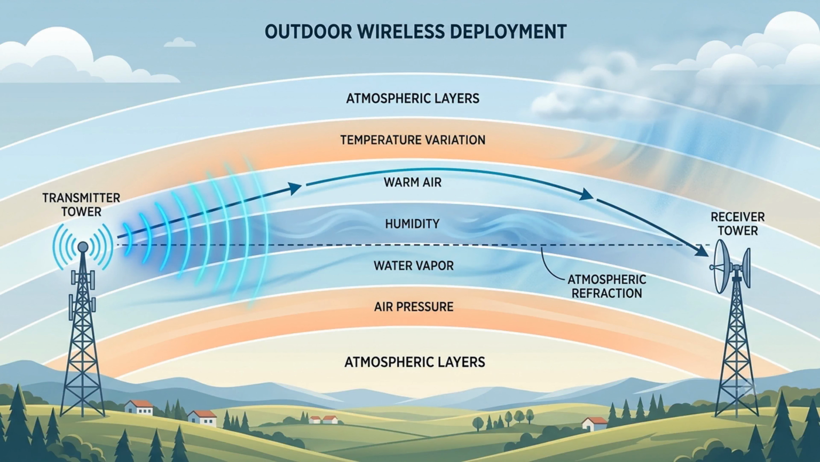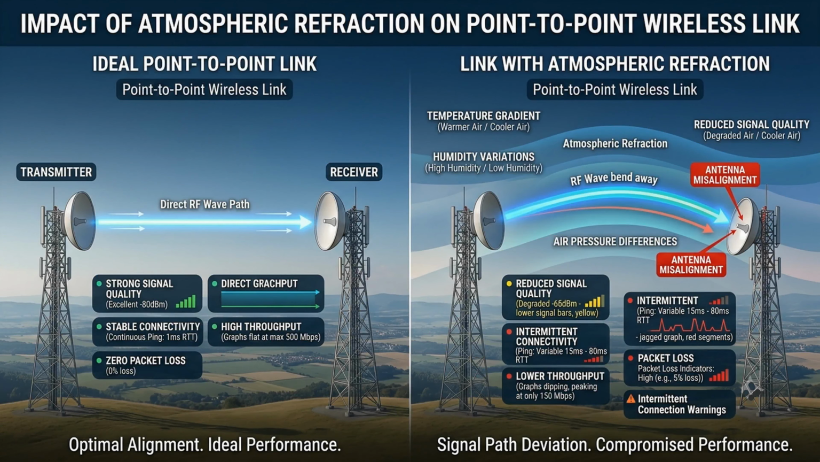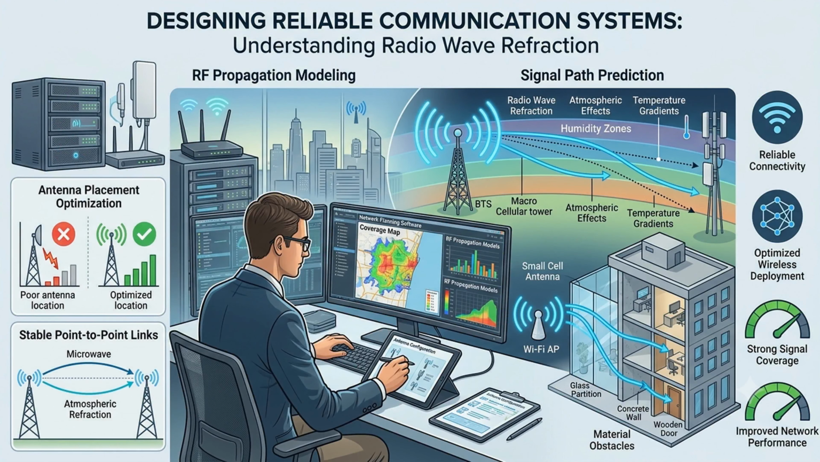Refraction is not limited to physical objects. Environmental conditions such as temperature changes, humidity, water vapor, and air pressure can also alter the path of radio waves. These atmospheric effects become particularly important in outdoor wireless deployments. For example, in point-to-point wireless links, even a slight change in the signal's path due to refraction can cause antenna misalignment, resulting in reduced signal quality, lower throughput, or intermittent connectivity. Understanding refraction helps wireless engineers anticipate signal behavior and design more reliable communication systems, especially in environments where atmospheric conditions or material obstacles can influence radio wave propagation.